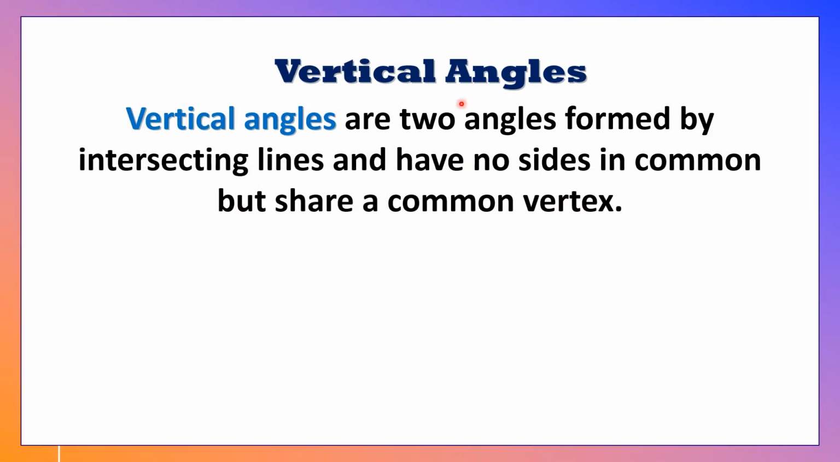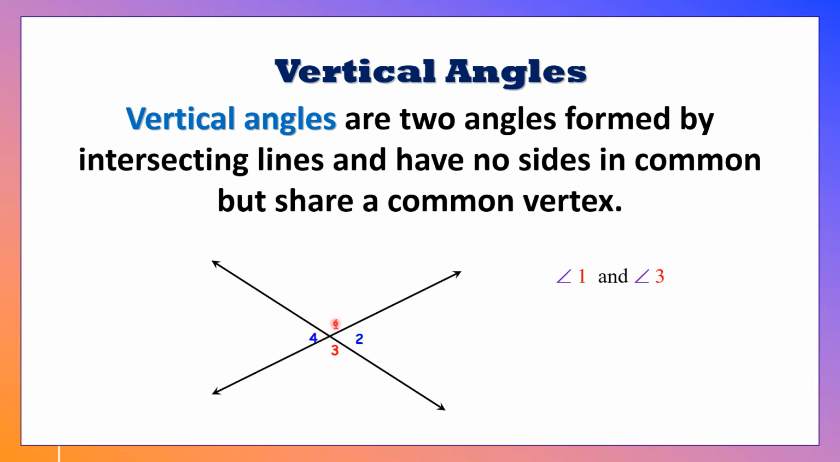Next is vertical angles. Vertical angles are two angles formed by intersecting lines and have no sides in common but share a common vertex. So for example, angle 1 and 3, so itong angle 1 at angle 3 ay vertical angles. Wala silang common side. Same thing with angle 2 and angle 4. They are vertical angles.